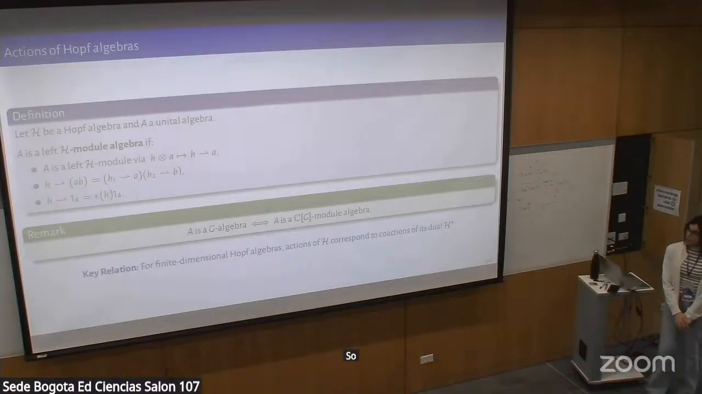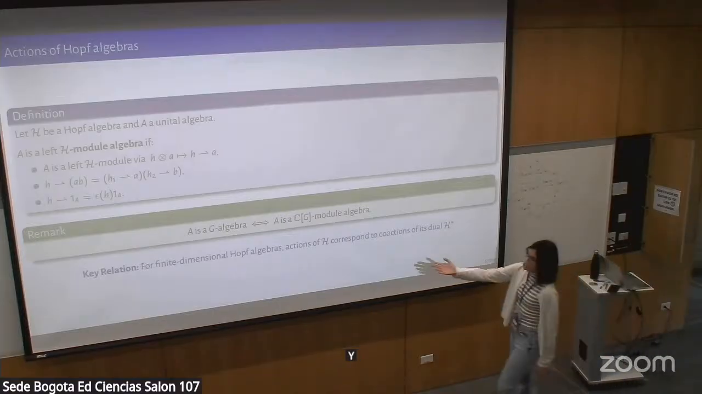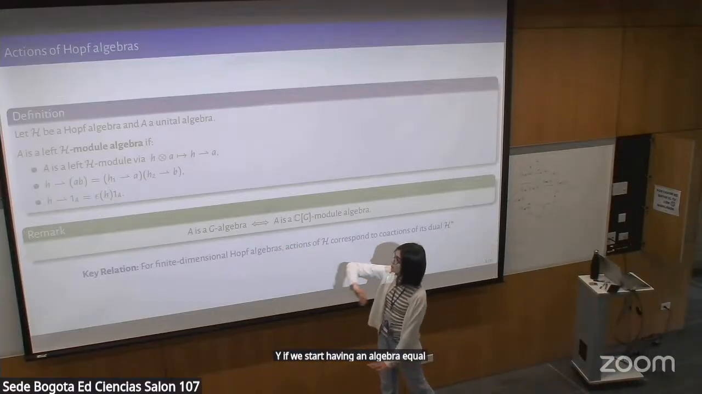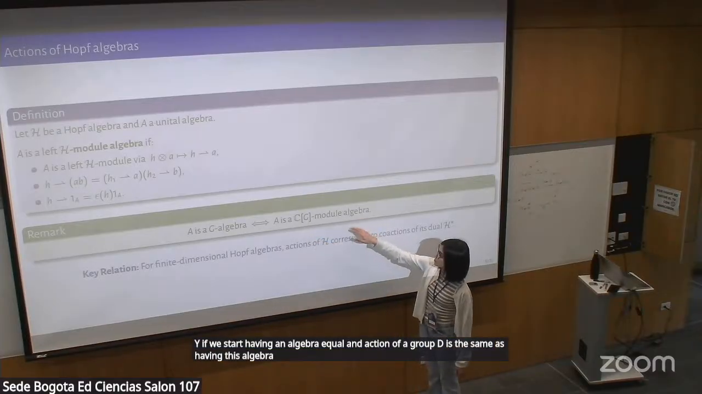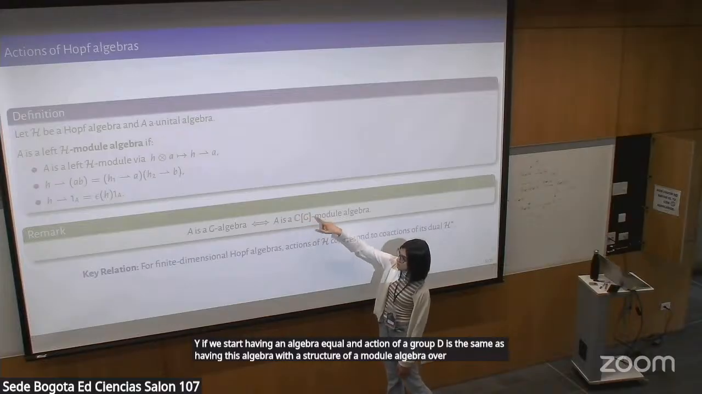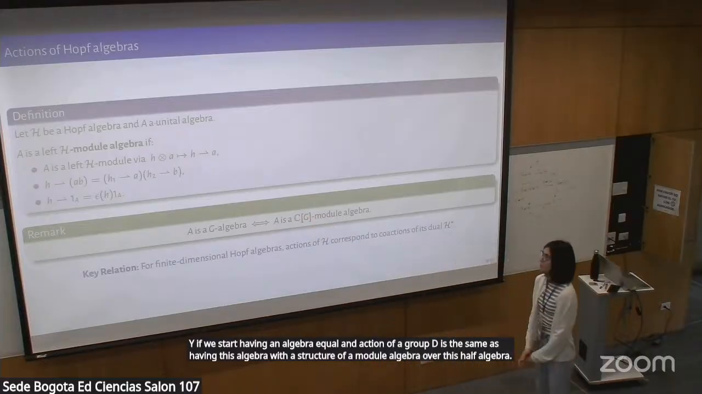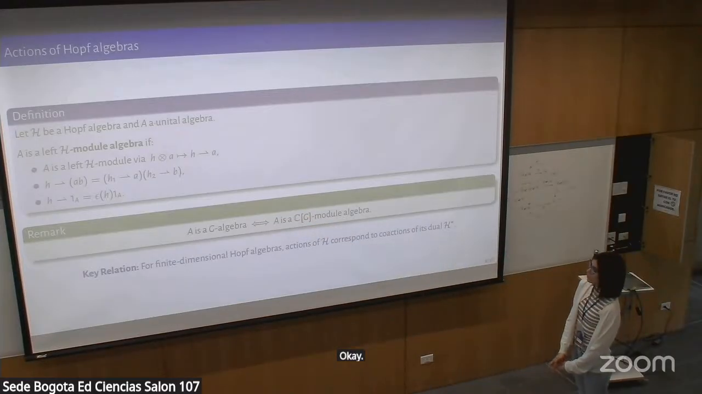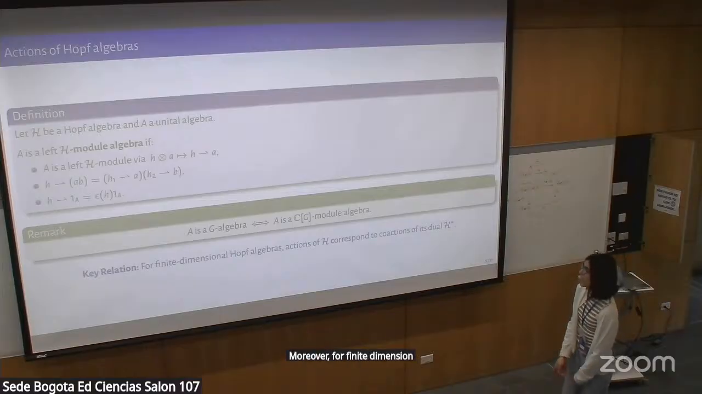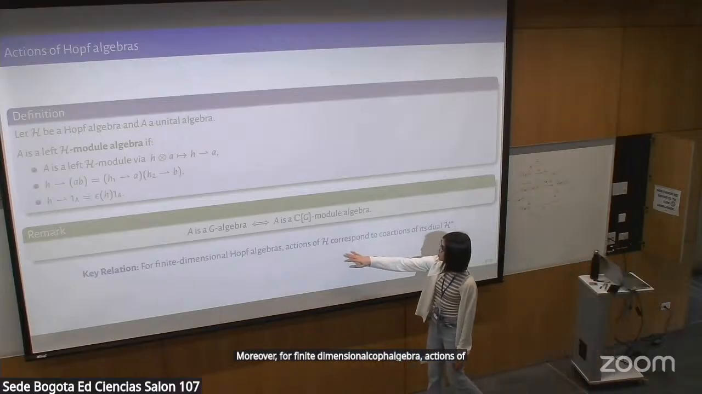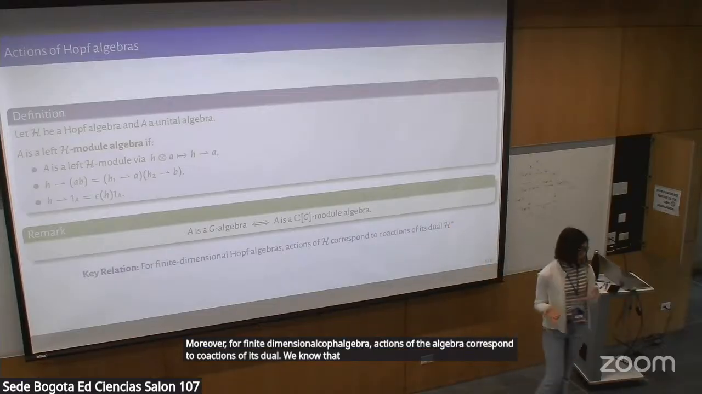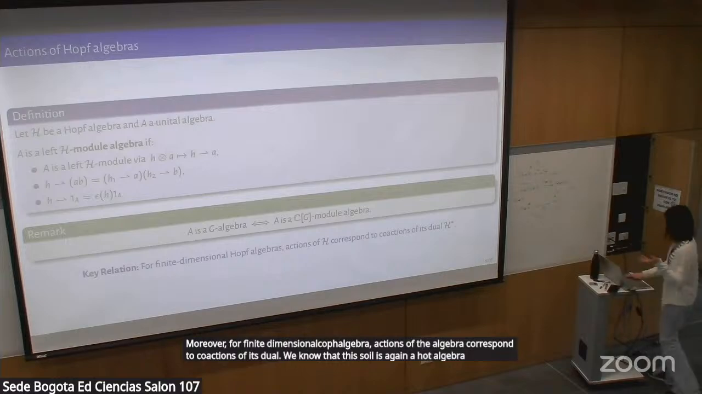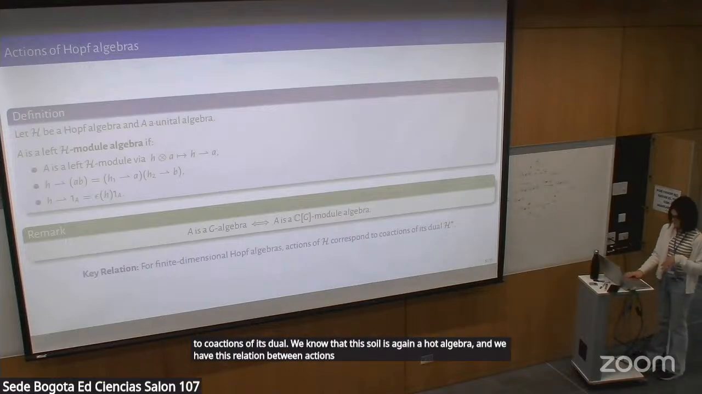So if we start having an algebra A with an action of a group G, it is the same as having this algebra with the structure of a module algebra over this Hopf algebra. And moreover, for finite dimensional Hopf algebras, actions of the algebra correspond to coactions of its dual. We know that this dual is again a Hopf algebra, and we have this relation between actions and coactions.